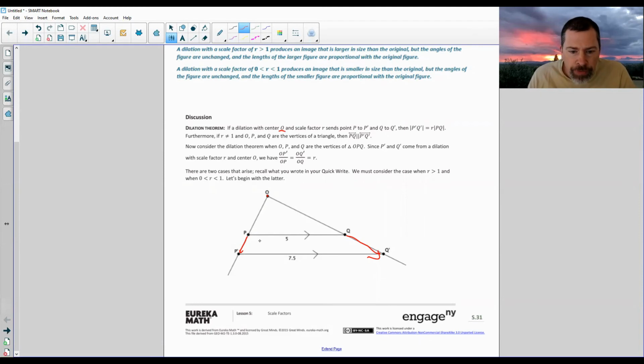Okay, so if PQ was 5 and P prime Q prime ends up being 7.5, then we would take OP prime over OP equals OQ prime over OQ. So we went from 5 to 7.5. Well, that's a 2 to 3 scale factor, or 3 over 2. So r in this case would be 3 over 2. Okay, so there's the example for that.